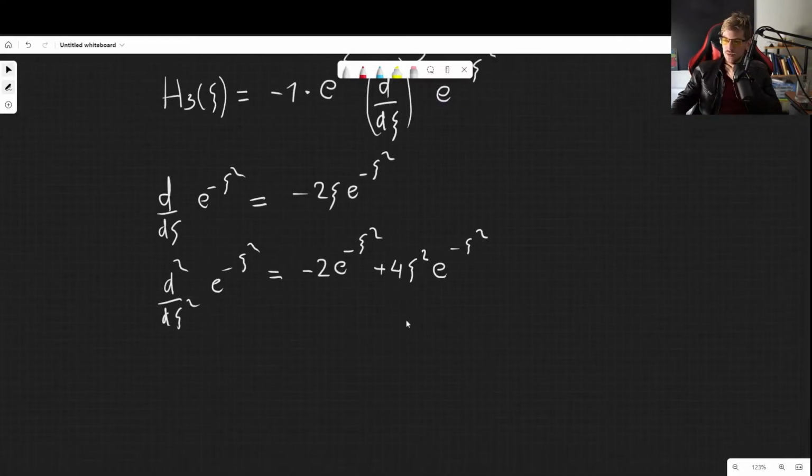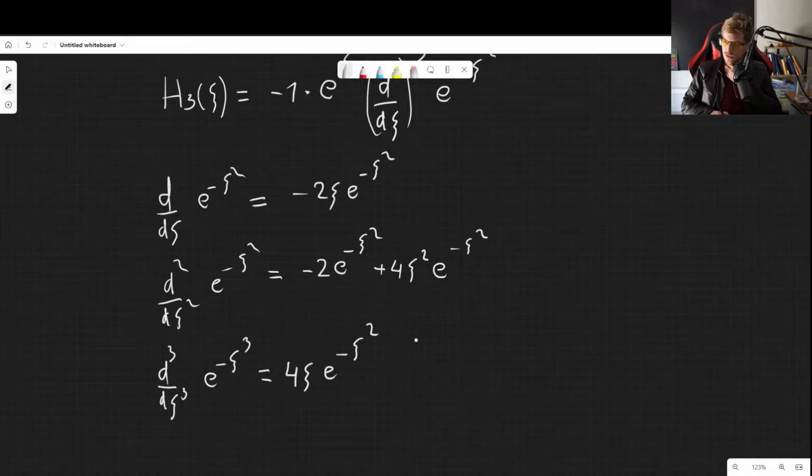But we still need to derive this once again. So let's go for d cubed of e to the minus psi squared. So we now derive this. The first term we get is 4 psi e to the minus psi squared.